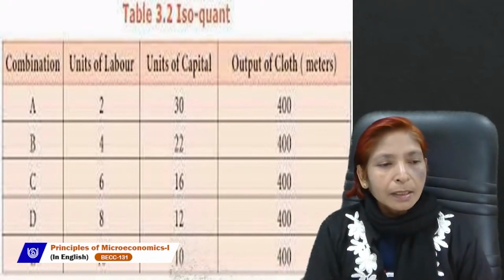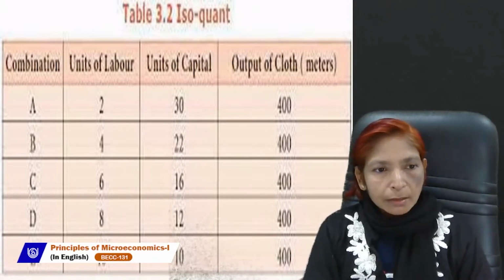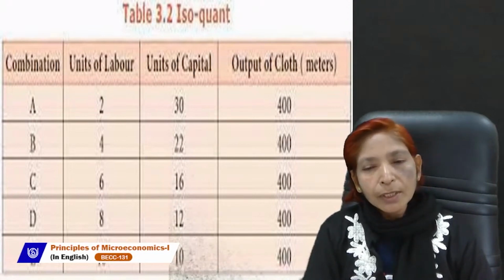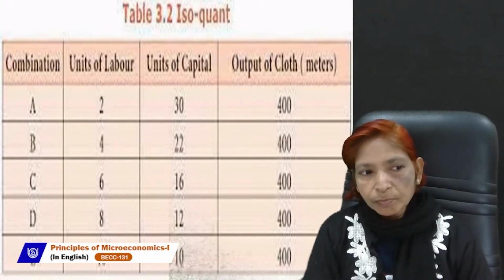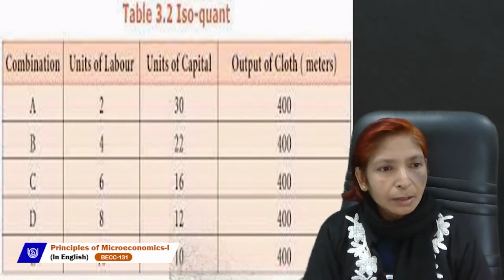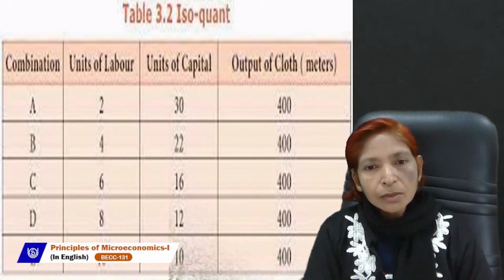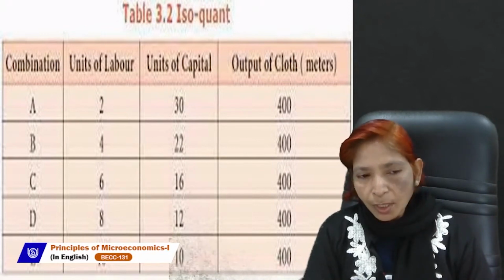It means at A combination, when we use 2 units of labor and 30 units of capital, we get same level of output. If we choose B combination, in which 4 units of labor and 22 units of capital is employed, then we also get same output 400.